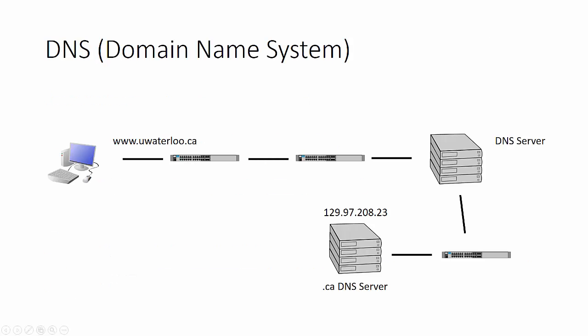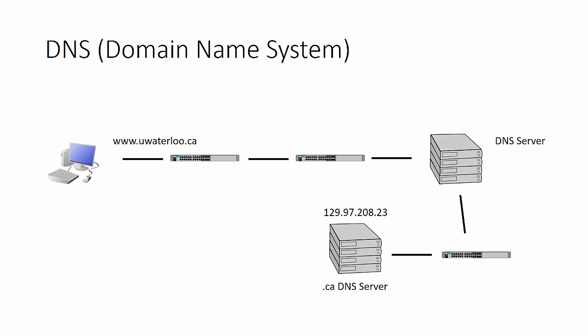So you did not type in 129.97.208.23 into your web browser. You could just type in www.uwaterloo.ca. So what happens is there's a protocol named DNS, for Domain Name System. And what happens is when you type in www.uwaterloo.ca, your computer sends that request out to your local DNS server, and it then returns back the actual IP address of what you're trying to connect to. So it converts between a more user-friendly human name to an actual IP address.